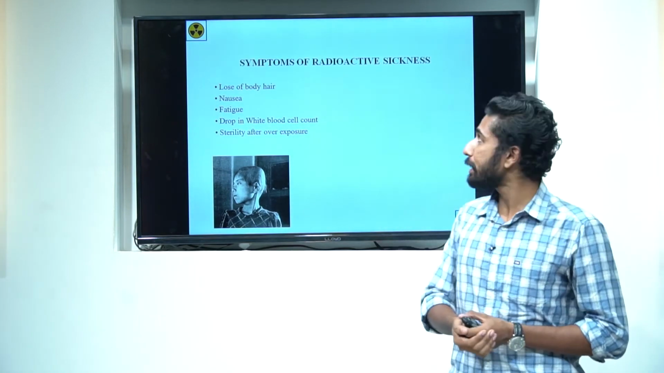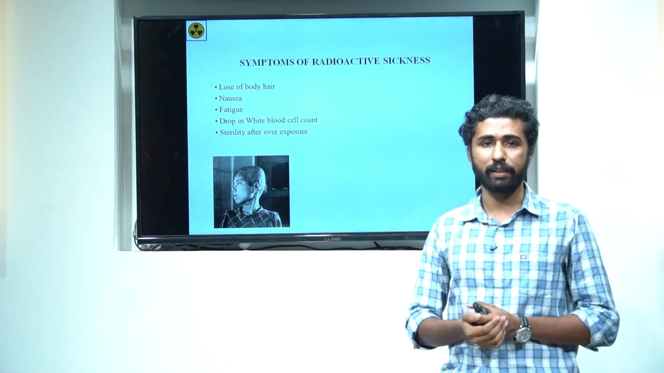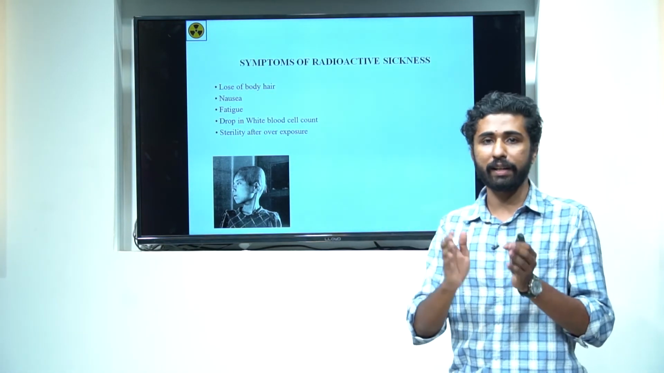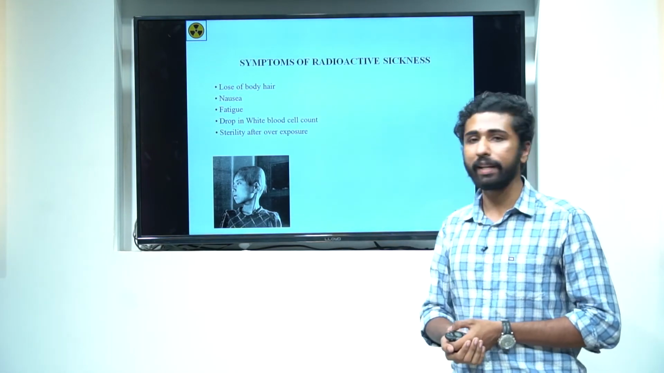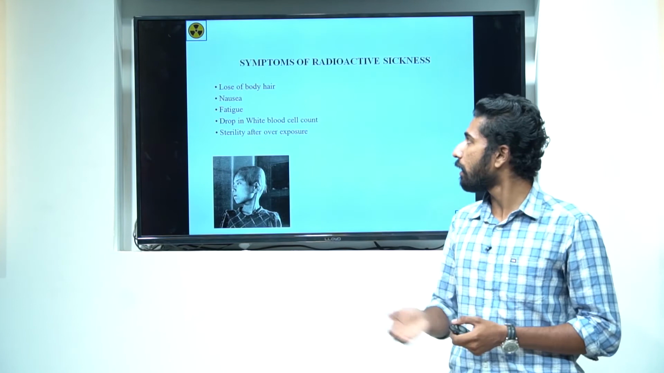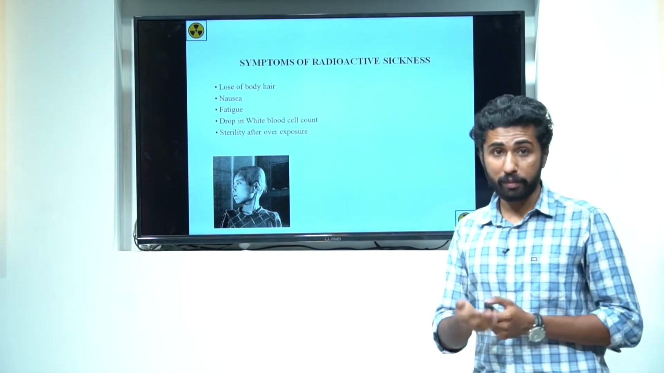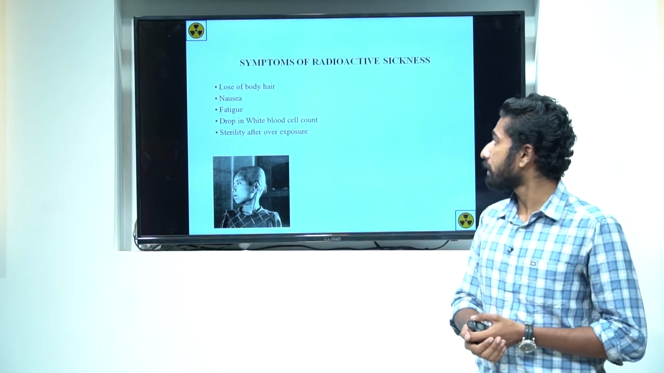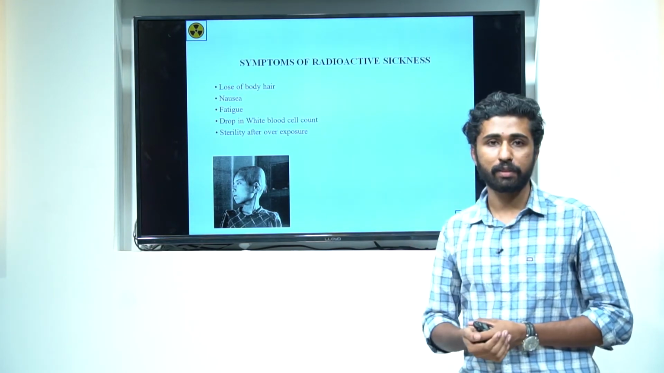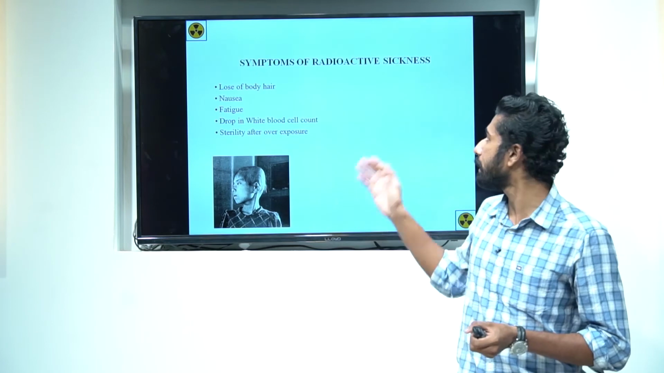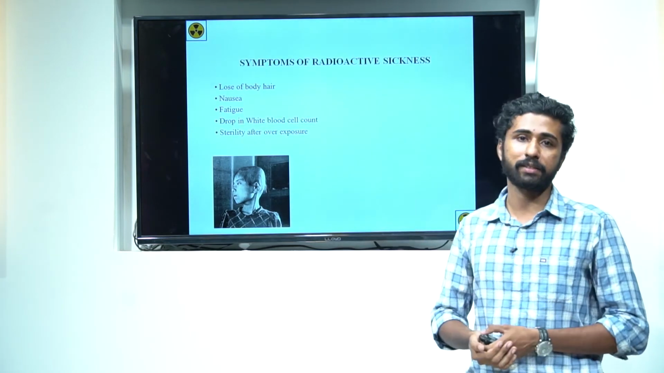Now we have the symptoms of radioactive sickness. If someone is affected with this radiation, they will have these symptoms. First one is a loss of body hair, then nausea, fatigue, a drop in white blood cells, and sterility after overexposure. So these are the symptoms that happen to a human if he is irradiated with these radiations.